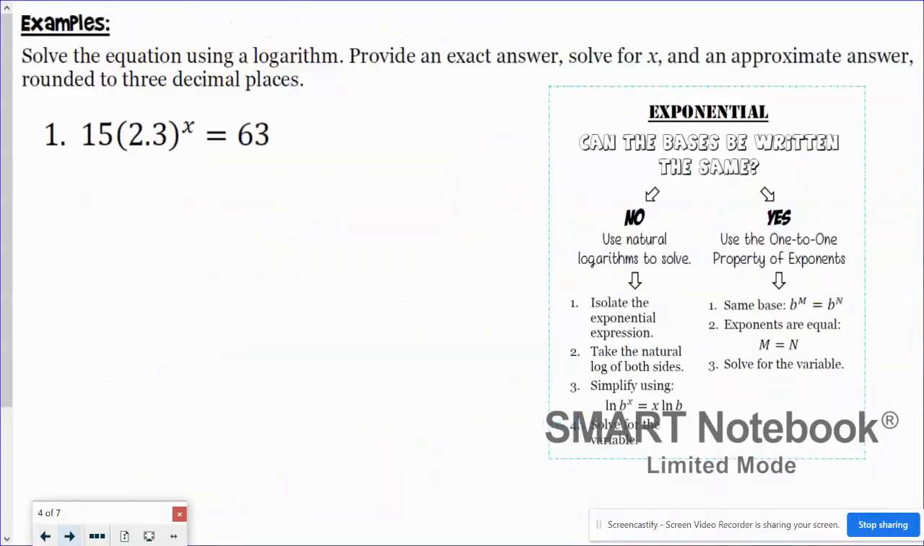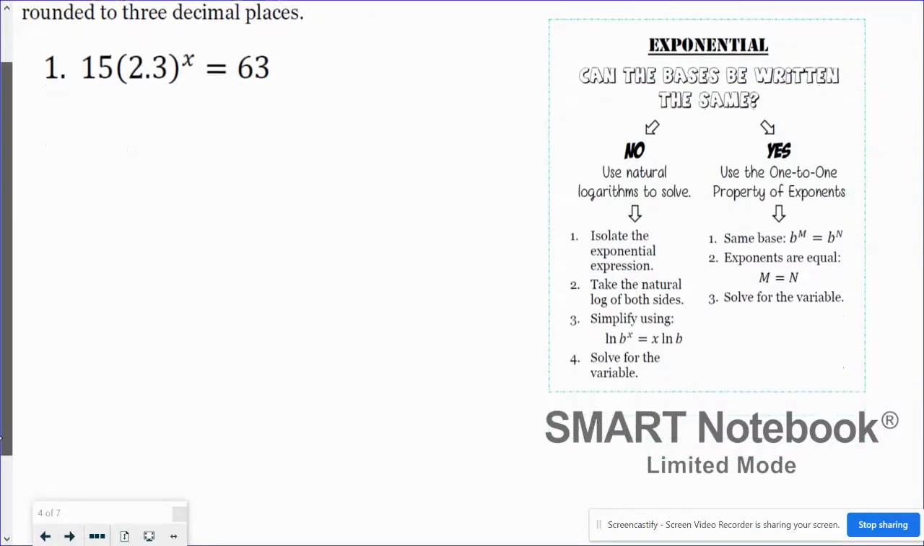All right, so problem number 1, we have 15 times 2.3 to the x power is 63. So I'm referring to my flowchart on my summary sheet, because eventually we're going to be relying on that quite a bit. So here we have an exponential equation. Can the bases be written the same? I'm not thinking so. 2.3. So I'm going to use my natural logarithm.